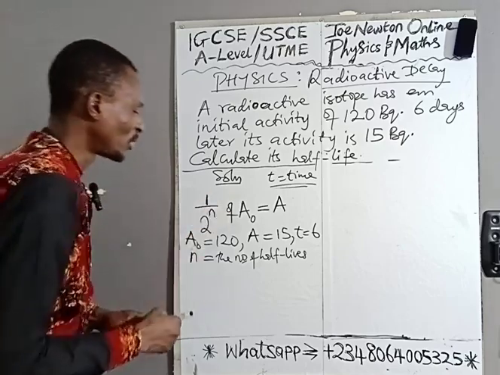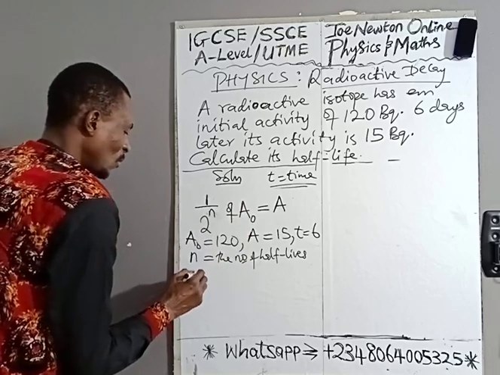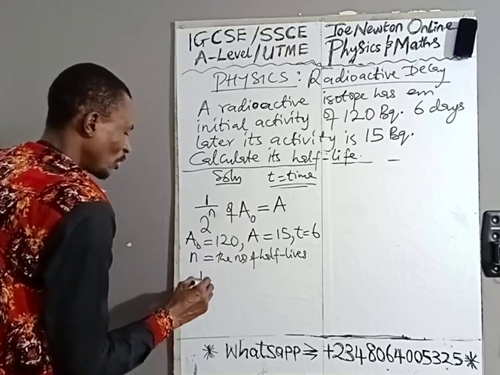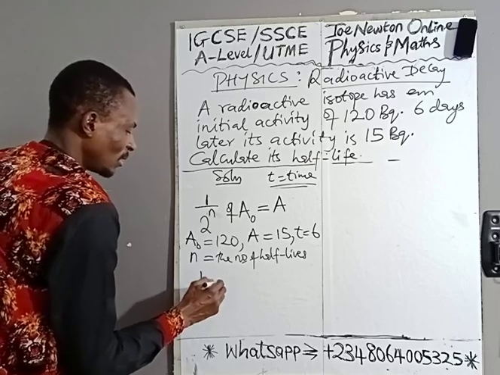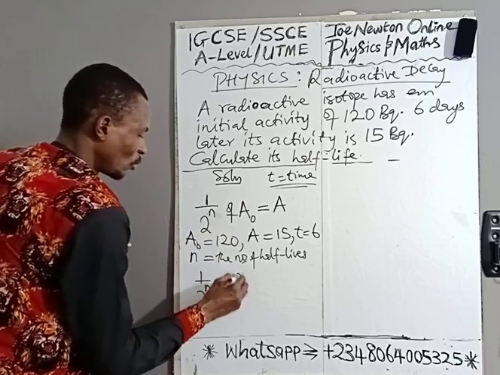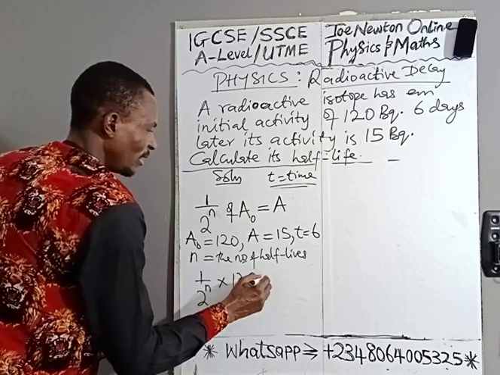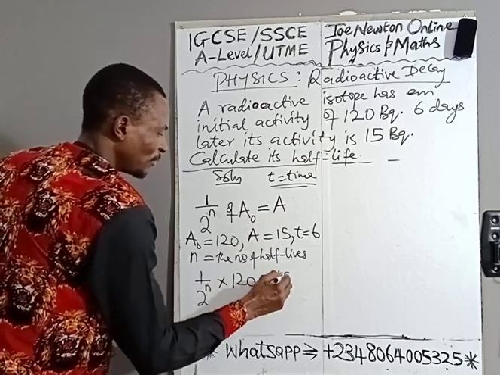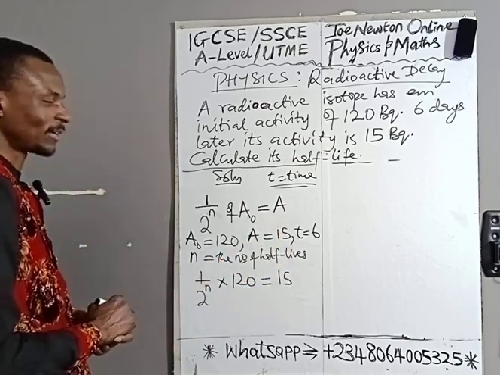So substituting now, we have 1 over 2 raised to the power of n times 120 is equal to 15. This is what we have now.